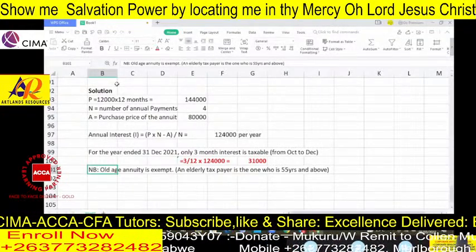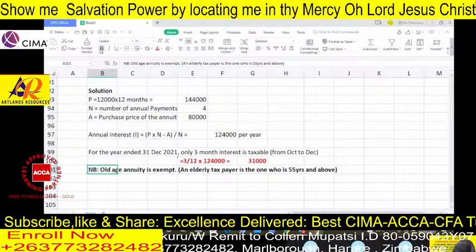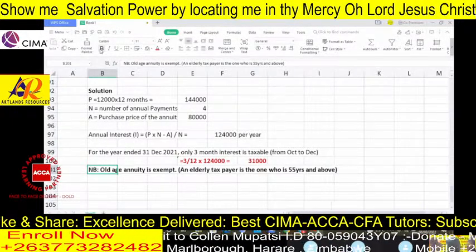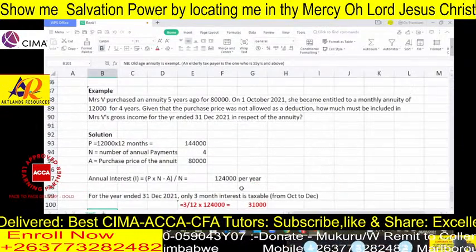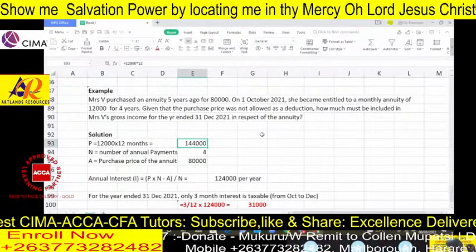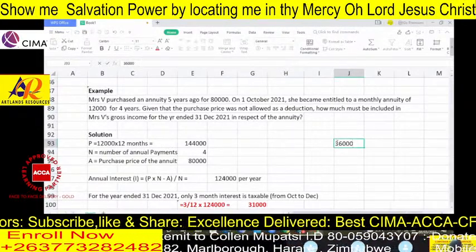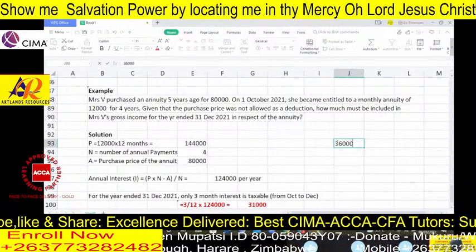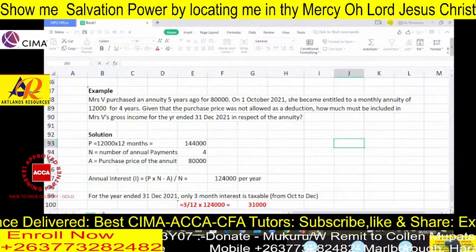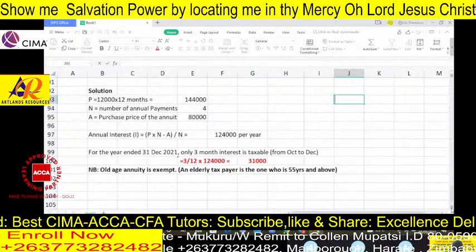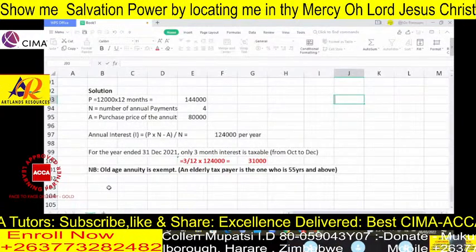Meaning whether you are an elder or not determines whether the purchase price was allowed as a deduction or not. The same question, if it had been Miss V, purchase price was allowed as a deduction. What annuity do we tax? We tax 144 multiplied by 3/12 because I receive 12,000 per month for 3 months, so I receive 36,000. Had the purchase price been allowed as a deduction, we would tax in full. Miss V is an elder, so we do not tax. Elder means 55 years and above. Making sense? Right.